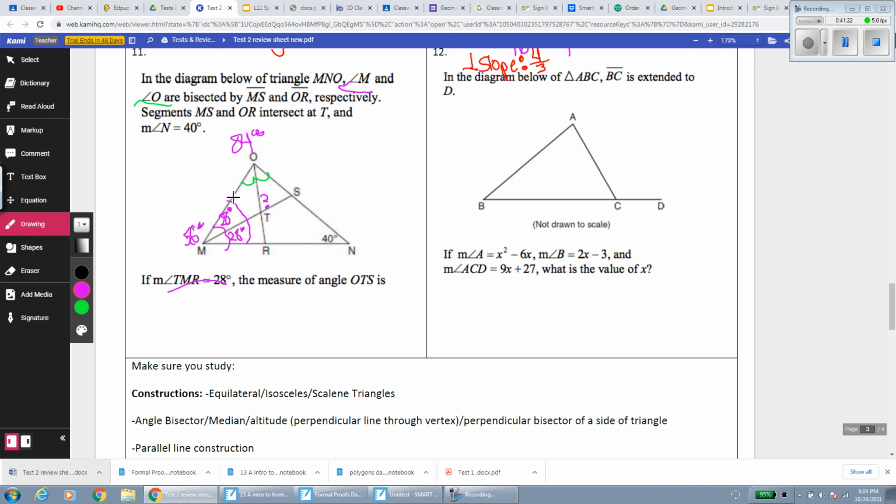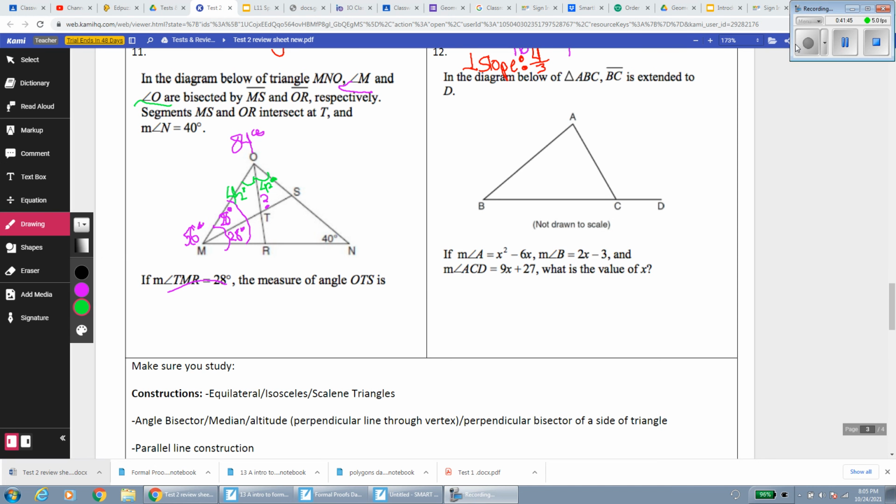And I know that angle O is being bisected. They told us that in our given, so it's being cut in half. We marked the two equal parts in green. So if it's being cut in half, 84 divided by 2 is 42 degrees. So each half of angle O is going to be 42 degrees.